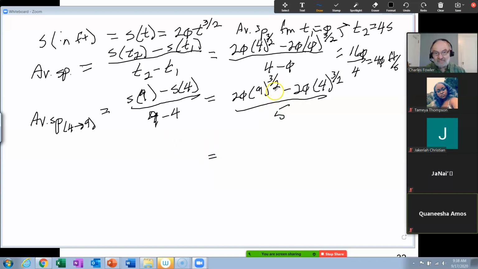All right, let's do this one. Square root of 9 is 3. 3 cubed is 27. So this is 20 times 27. Now we've already done this one, remember? Square root of 4 is 2. 2 cubed is 8, times 20 is 160. We already did that one up here. Okay? Divided by 5. Now, I think I can do that one almost in my head. That would be 540. Is that correct?